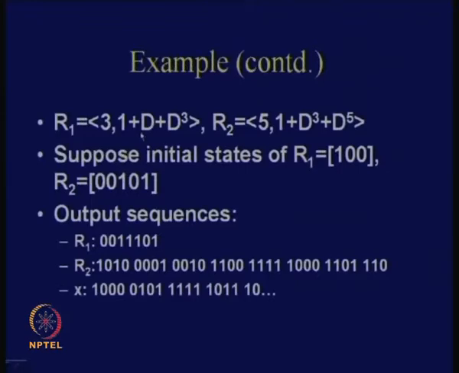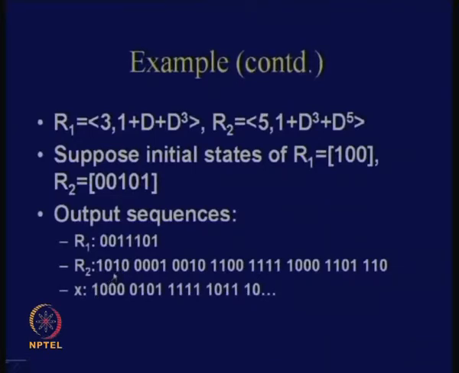This is another example. It says that R1 is equal to 1 plus d cube, R2 is this, the initial states are so on. So you can obtain this. Let us work out this example. If R1 produces 0 here, then you are dropping this value. Next you again obtain a 0, so you are not taking anything. You get a 1 here, then you are taking this, so this 1 comes in the output.